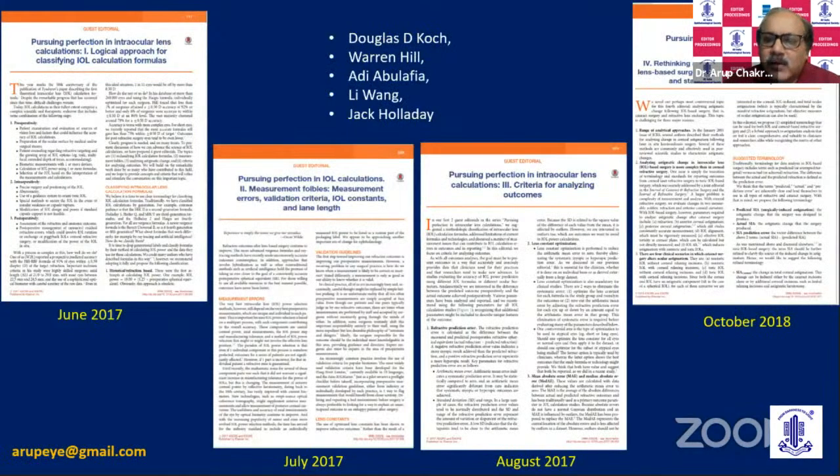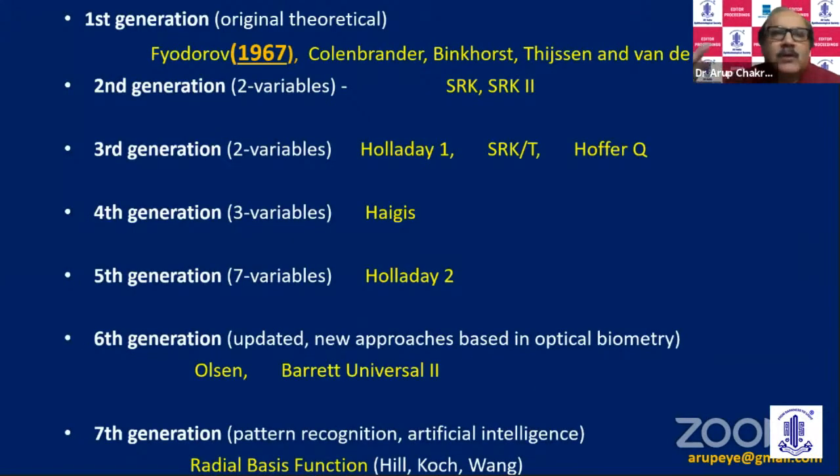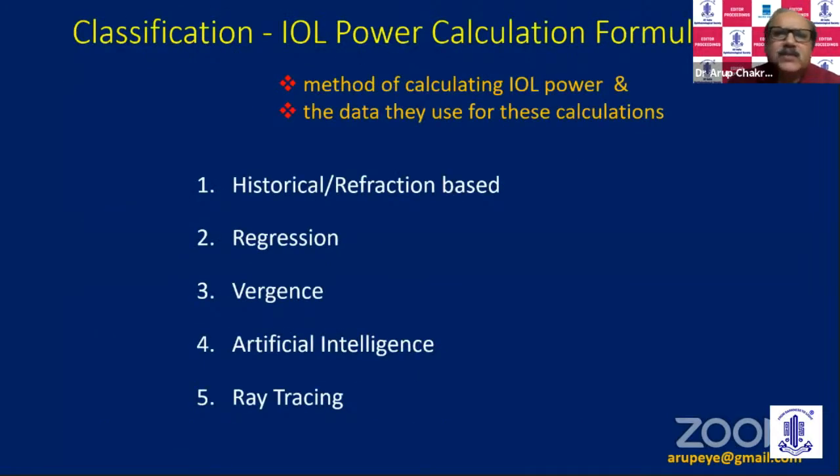And I would also refer to these guest editorials which were published over the last couple of years, and they gave a very good perspective of the formulas. What we learned is that after the first theoretical formula that was published 53 years back by Fyodorov, there has been a series of formulas that have come up, and then we classified them chronologically. This is a mixed bag. Most of the time this classification doesn't make much sense.